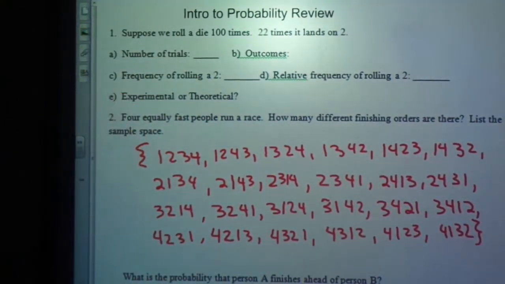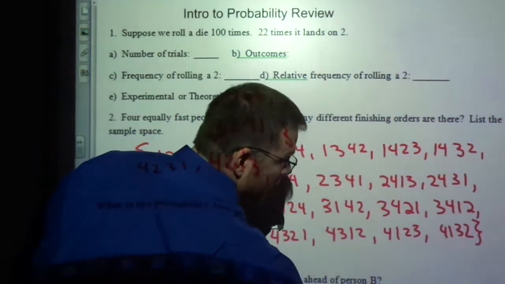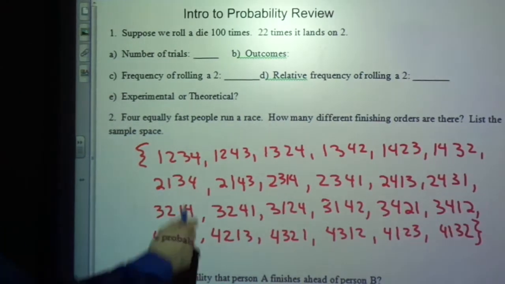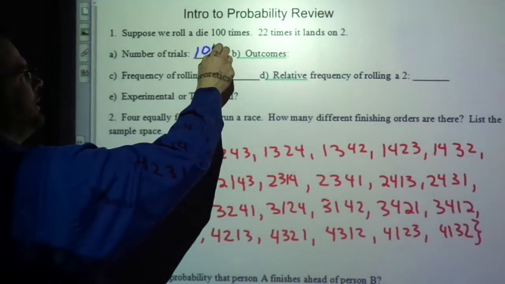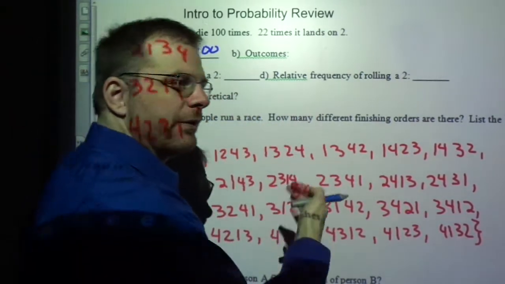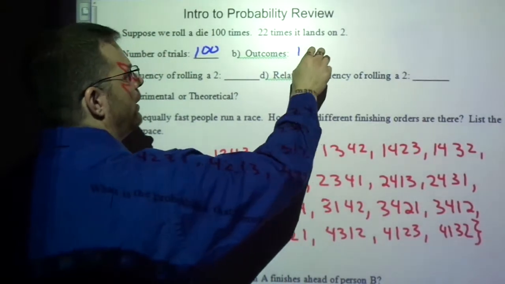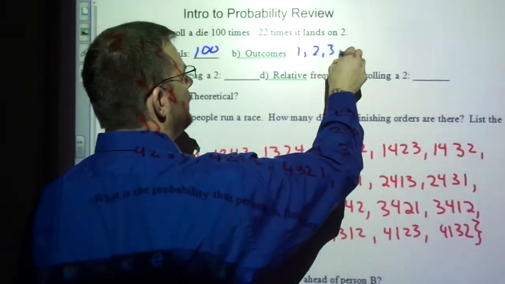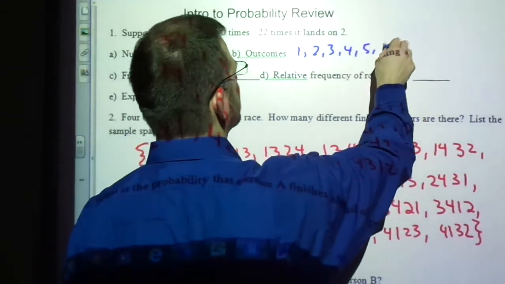The first problem is that we roll a die 100 times and 22 times it lands on 2. We've talked about some of this vocabulary. The trials, that's 100 times we did it. The possible outcomes are what could happen here. We could get a 1 or a 2 or a 3 or a 4 or a 5 or a 6.